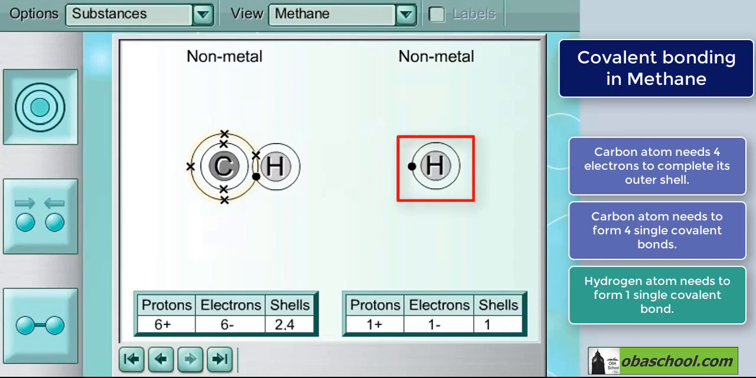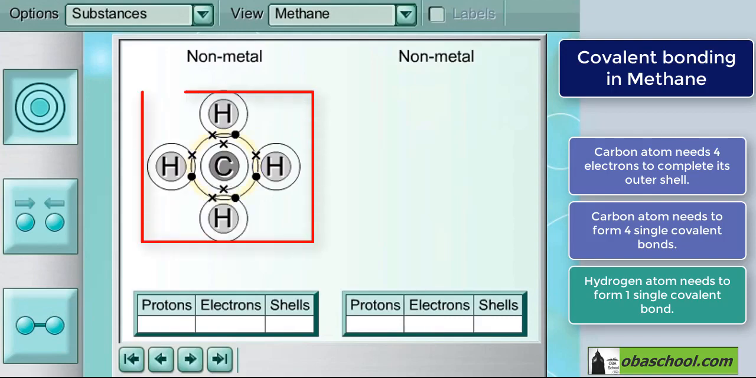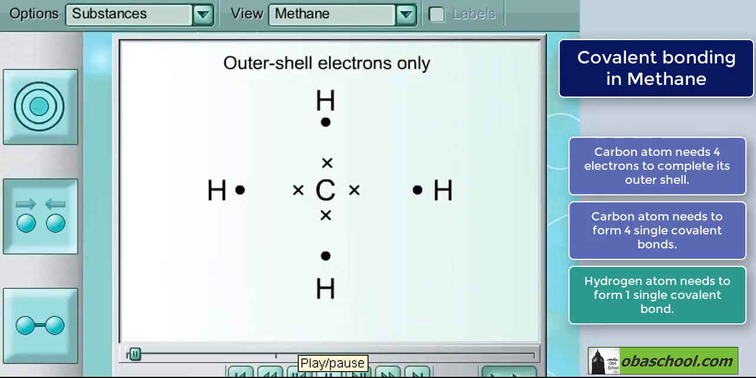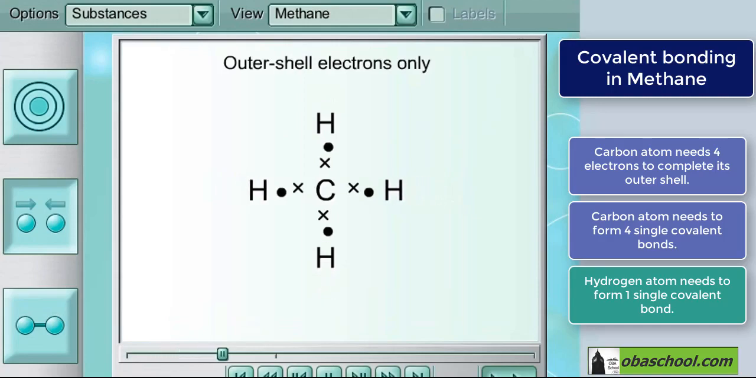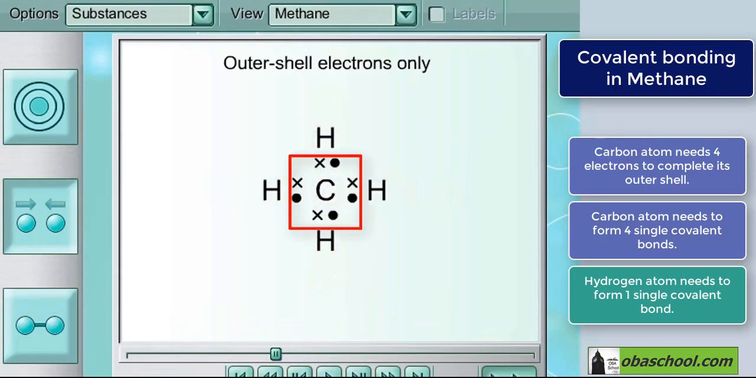And there's another hydrogen atom. A third one, and a fourth. Carbon bonded with 4 hydrogen atoms in order to complete its outer shell and have 8 electrons. So notice how the carbon attracts 4 hydrogen atoms, and now they are all sharing pairs of electrons, so that each hydrogen has 2 electrons in its outer shell and the carbon has 8 electrons in its outer shell.